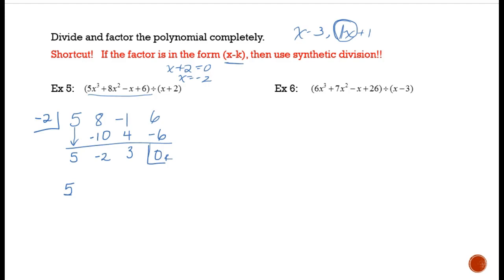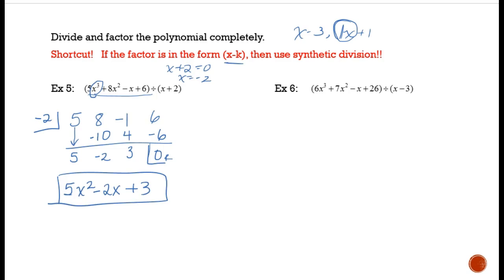So 5 is your first coefficient. Now, the next thing is going to have an x on it. Now, what power goes with that? It's always 1 power less than what you started with. So if it was x cubed, it's now x squared minus 2x plus 3. And that's your answer. Okay?